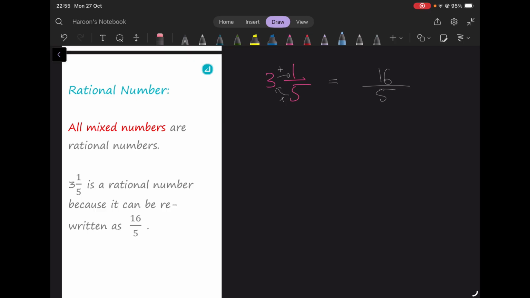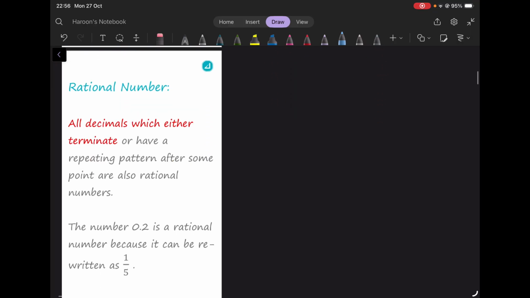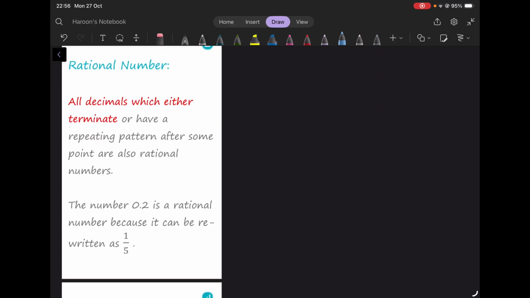I'll take another example. Let's say I have 5 whole and 2 over 6. Now what I do is I multiply these two. 6 times 5 would be 30, then plus 2, 32, that is our numerator, and the denominator remains the same, which would be 6 in this case. So all mixed numbers are rational numbers. So if we have 3 whole 1 over 5, this would be a rational number because it can be written in this form.